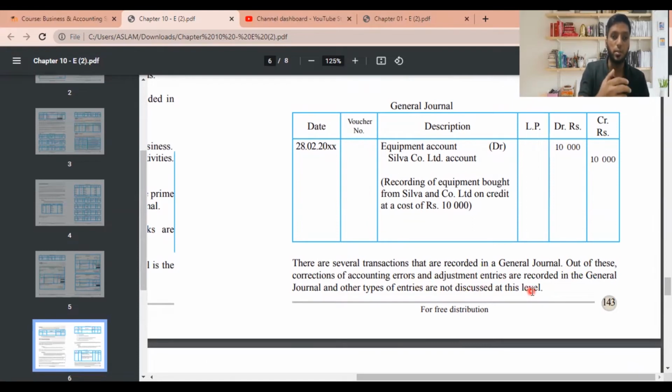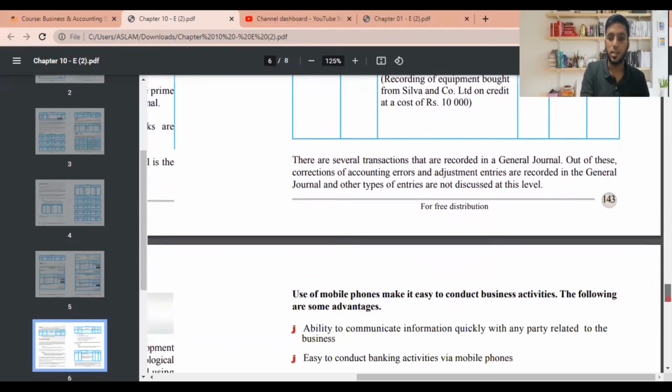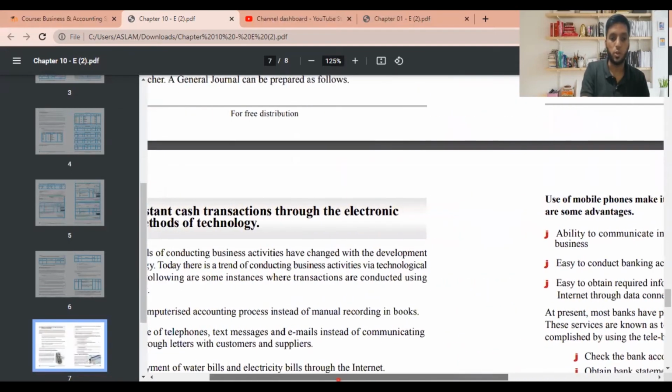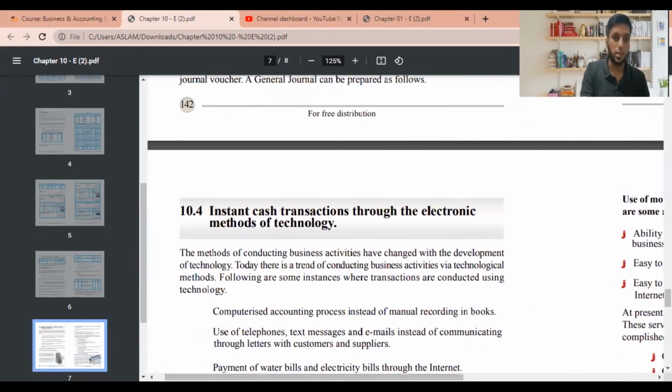We will be learning about the general journal in more detail in chapter number 12, most probably when we are learning about the suspense account and the errors affecting the trial balance. You will record on the general journal how we are going to do these types of adjustments in future. For now, just remember this is how we are using the general journal in chapter number 10. So moving on to page number 144. I hope that's all relevant to the general journal given in chapter number 10.